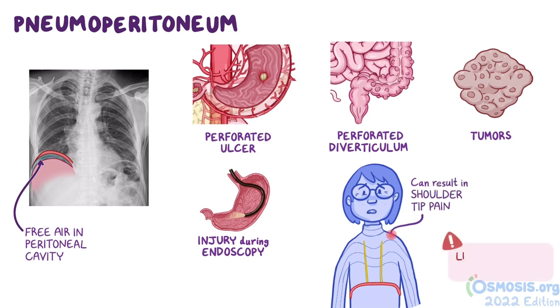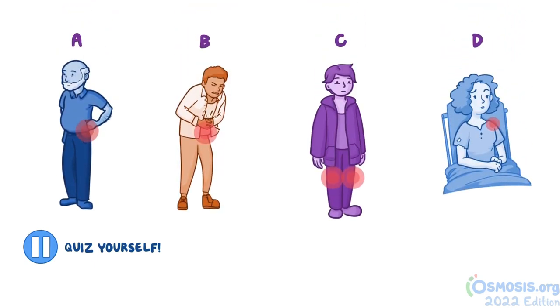Pneumoperitoneum is a sign of a life-threatening intra-abdominal condition and needs urgent surgical management. If you need a quick break, feel free to pause this video and see if you can recall what Kehr's sign is.